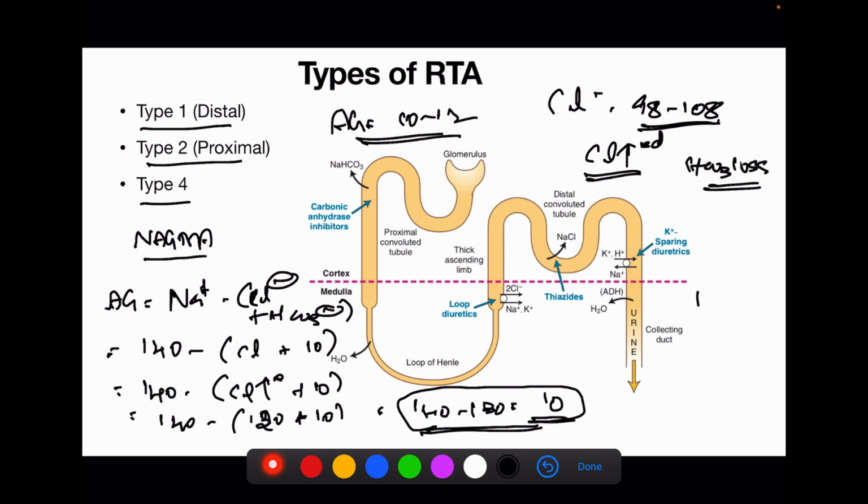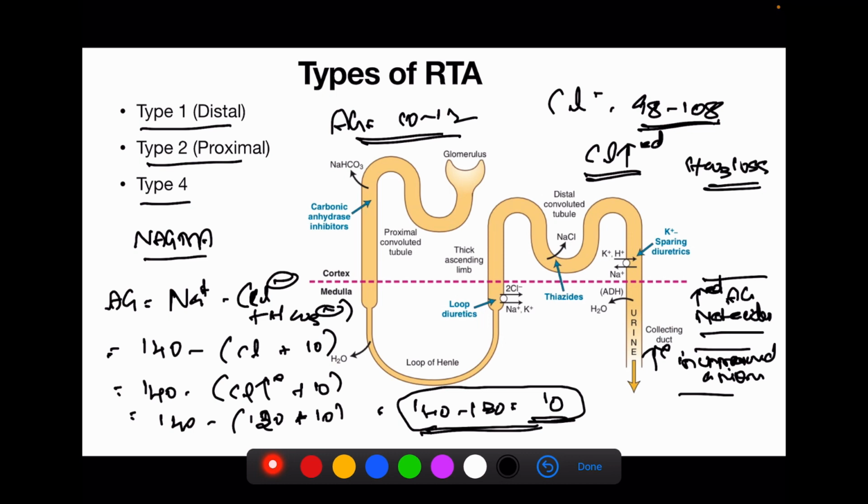Contrast this with increased anion gap metabolic acidosis. Increased anion gap metabolic acidosis is due to increase in unmeasured anions. Increase in unmeasured anions in the body. This could be anything. This could be acetone, acetoacetate, beta-hydroxybutyrate, lactate, could be anything. But the key point to remember is that it is unmeasured.